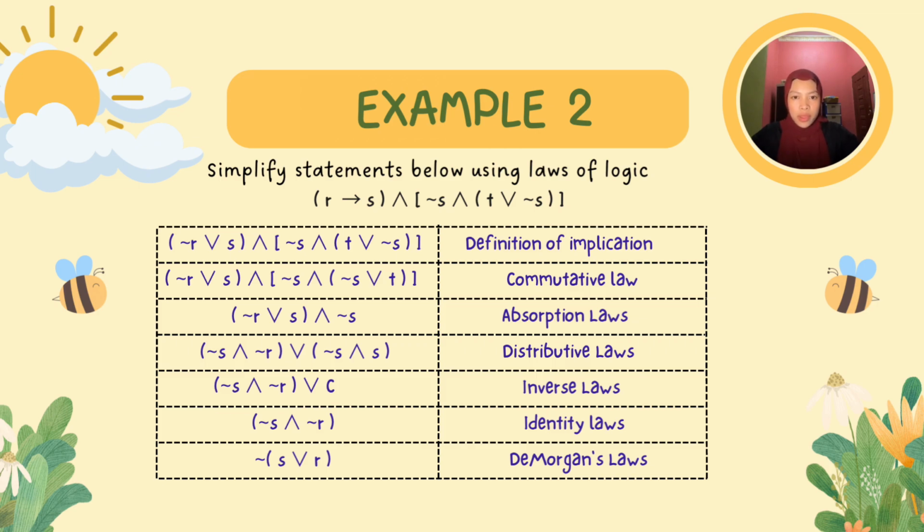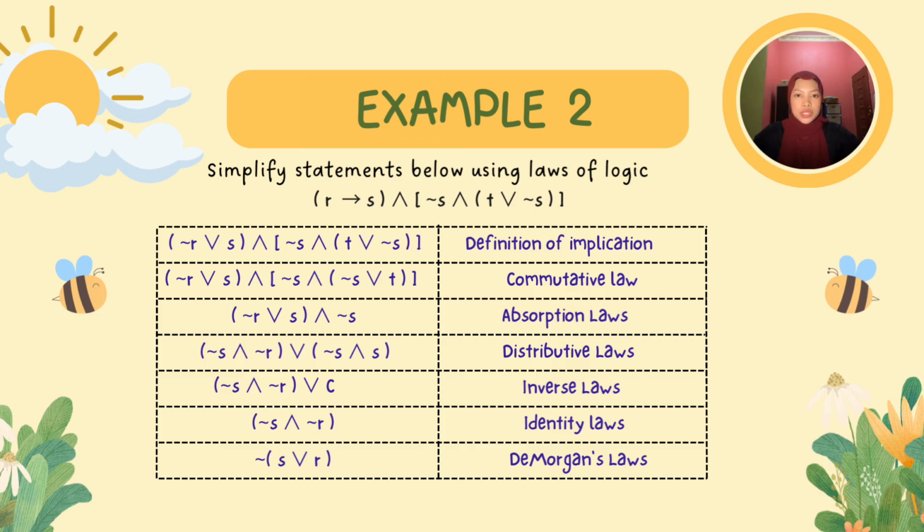Next, we use the commutative law to rearrange the parts inside the bracket. So, T or not S can be written as not S or T. Then the result is (not R or S) and [not S and (not S or T)]. Now we apply the absorption law and the entire term simplifies to not S. So the statement becomes (not R or S) and not S.